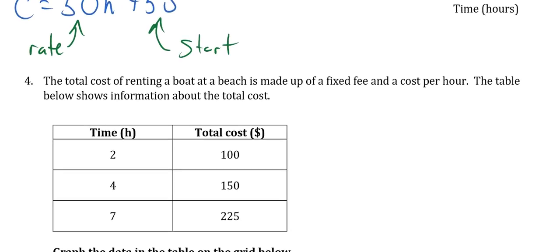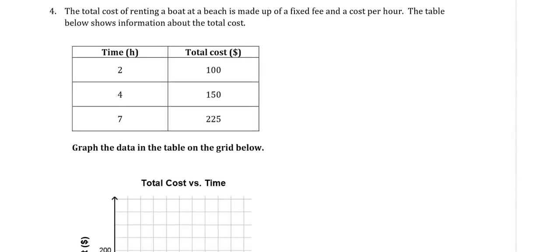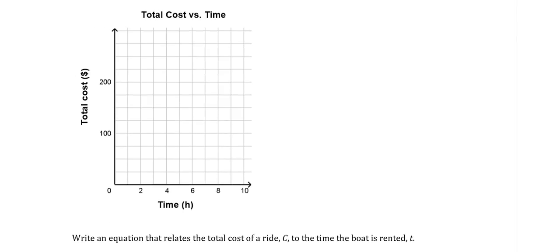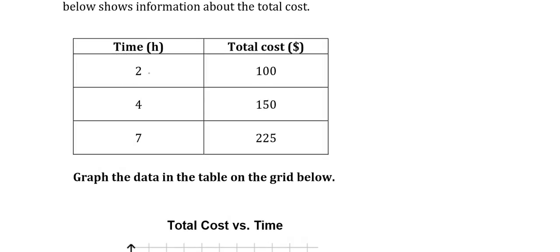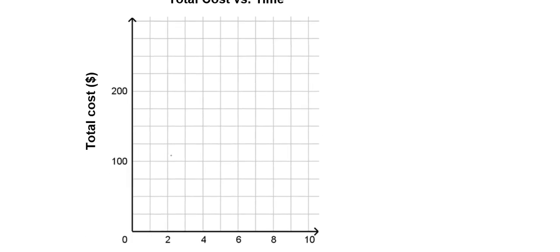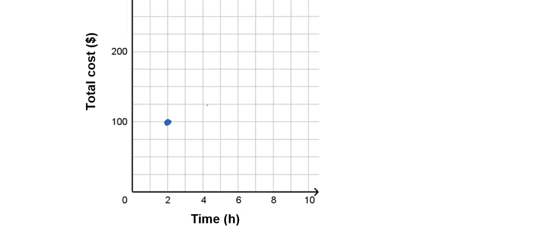Okay. The total cost of renting a boat at a beach is made up of a fixed fee and a cost per hour. The table below shows information about the total cost. Graph the data in the table on the grid below. So what I'm going to do is see that 2 hours costs $100, and I'm going to put that on the graph. So 2 hours cost $100. 4 hours cost $150. 7 hours was $225.